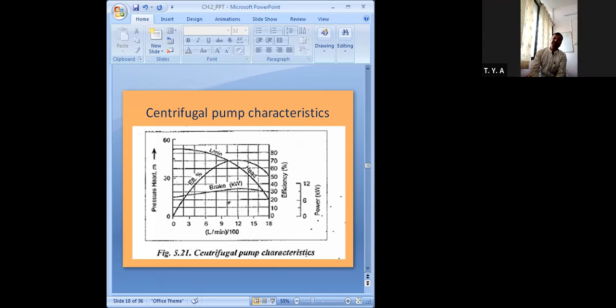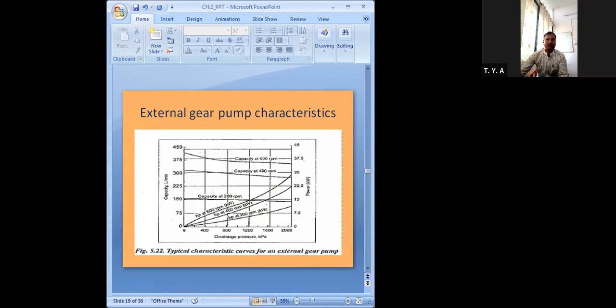Another conclusion is that the rate of discharge of this centrifugal pump drops quickly as the discharge pressure increases. Getting it? So this is about the centrifugal pump characteristic.